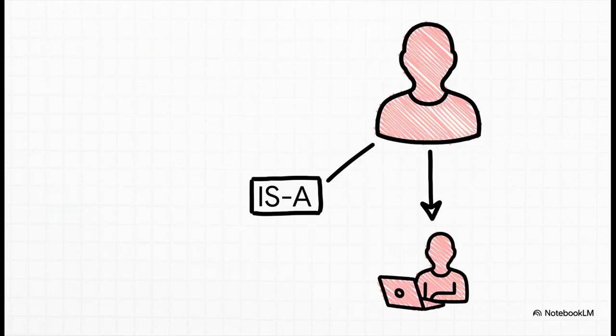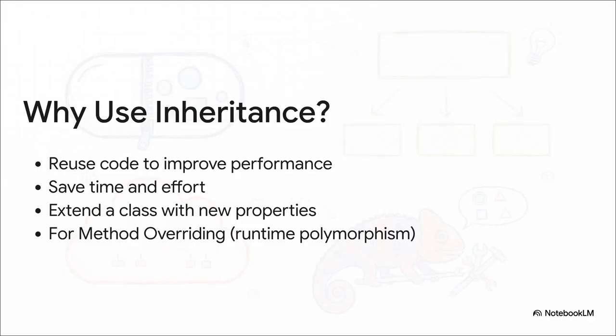The logic behind this whole thing is something called the ISA relationship. It's a super simple but really powerful test. Just ask yourself, does it make sense to say a programmer is an employee? Yep, of course it does. And that means the programmer class can inherit from the employee class. It'll automatically get stuff like a salary or an employee ID, but it can still add its own unique things like programming languages.